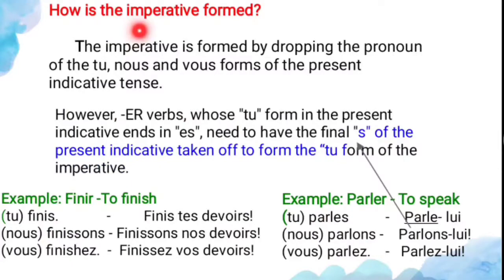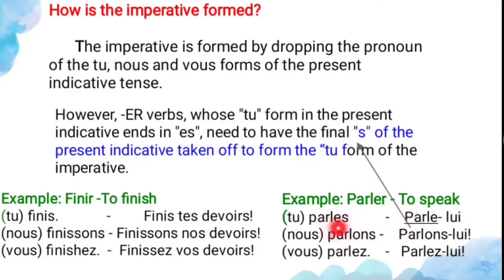And see how the imperative is formed. What is the formation for the imperative sentence? The imperative is formed by dropping the pronoun of the tu, nous and vous forms of the present indicative tense. So for these 3 subjects you conjugate the verb in present tense only. However, ER verbs, note this point carefully, whose tu form in the present indicative ends with es, you can remove the s only. You should not add anything.